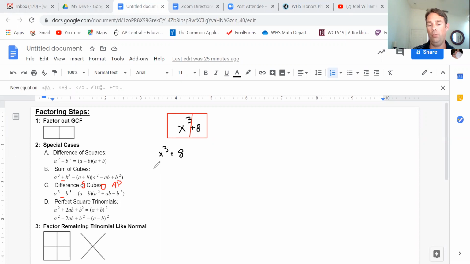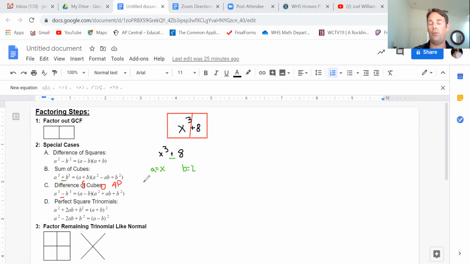So x cubed, that's the same thing as x times itself 3 times. So we'll call that A. This one is 8. Well, 2 multiplied by itself 3 times is 8. We already saw that a second ago. So that means 2 is a perfect cube. Turns out I have the sum of cubes. So I see a plus here. This is a plus here. I have the sum of 2 cubes.